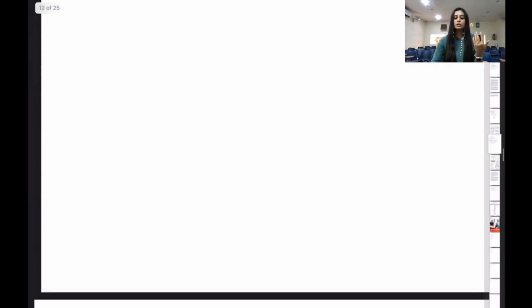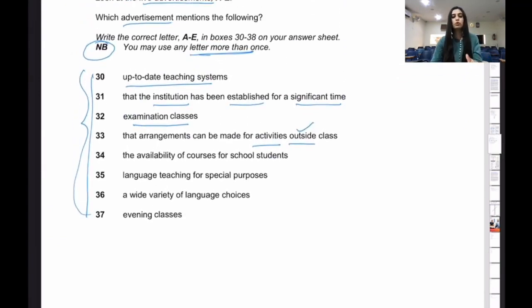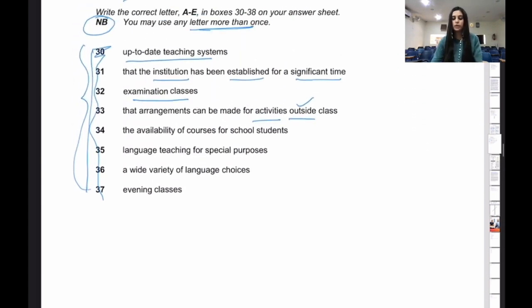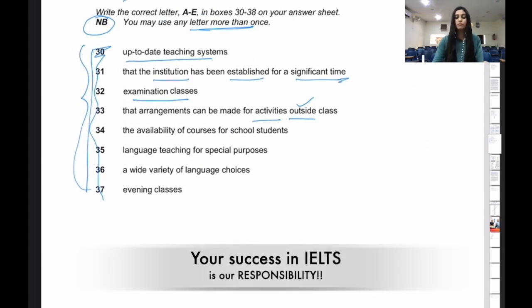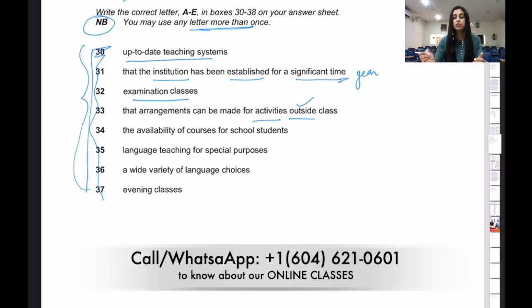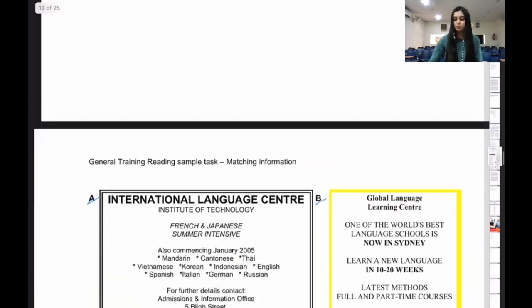So step one is of course reading the instructions. Then you go through 4-5 of the statements given here, and then you locate the information that you have read here in the passage or paragraphs A, B, C, D, E. Okay, now here up-to-date teaching systems, we'll quickly scan for up-to-date teaching systems and significant time. When we're talking about time, you can also locate the year. So you can locate digits. This will help you in finding the answer quickly.